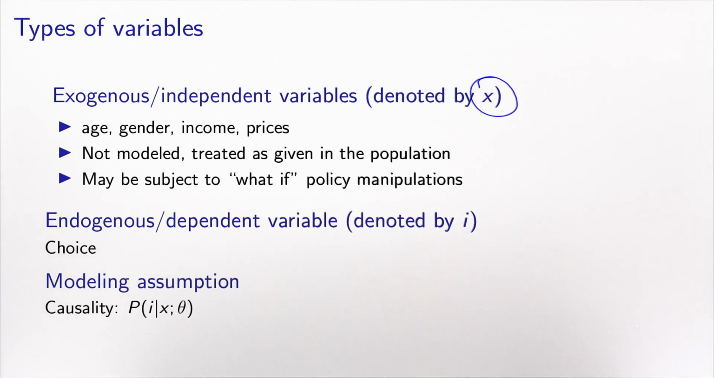They are exogenous, meaning that they are given in the population. And actually, these are the variables that we use to do policy analysis. We manipulate them to analyze what-if scenarios. The choice variable is called endogenous. This is the variable that is predicted by the model. It's sometimes called as well the dependent variable. In our framework, we have denoted the choice by I, which is the chosen alternative.